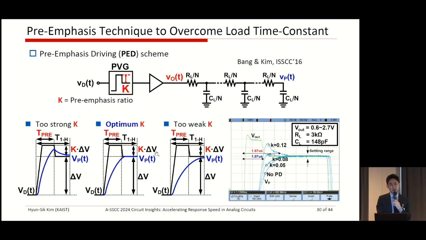But the K factor is very critical. With the optimum K, we can achieve a very ideal response, which overcomes the load time constant. But if the K factor is too strong, then we observe unwanted overshoot here, right? Or if the K factor is very low, the pre-emphasis ratio is low, then the signal response speed is not sufficient, right? So in this kind of pre-emphasis driving, finding the optimum K ratio is very critical.